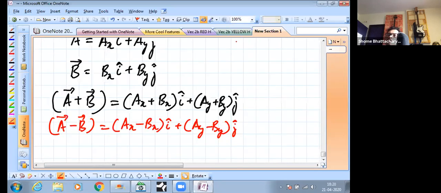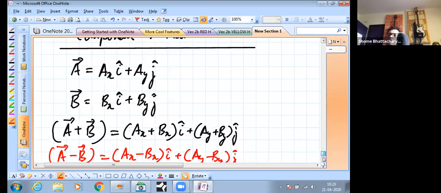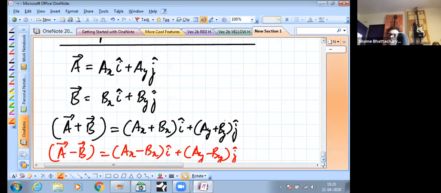So this is how we do the addition or subtraction. And in the next lecture, we'll see how we can extend this to more than two vectors. So we have a plus b plus c plus d plus any number of vectors. Their sum will become the sum of the x components, the whole thing into common i cap, plus the summation of all the y components, the whole thing into j cap. Similarly, if we are doing a minus b, it will become ax minus bx into i cap plus ay minus by into j cap.